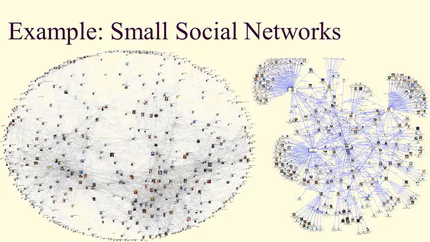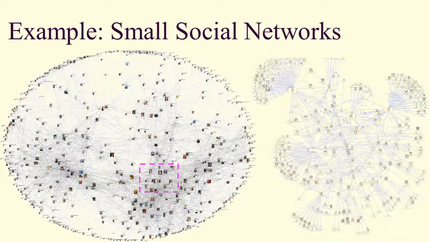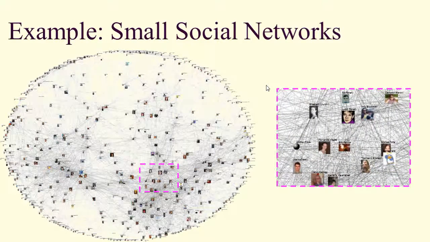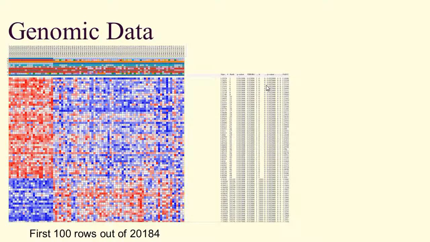For example, you may have small world networks or social networks. The one I'm showing here is actually relatively small. And you might want to predict things like who's going to hook up to who next, that sort of thing.